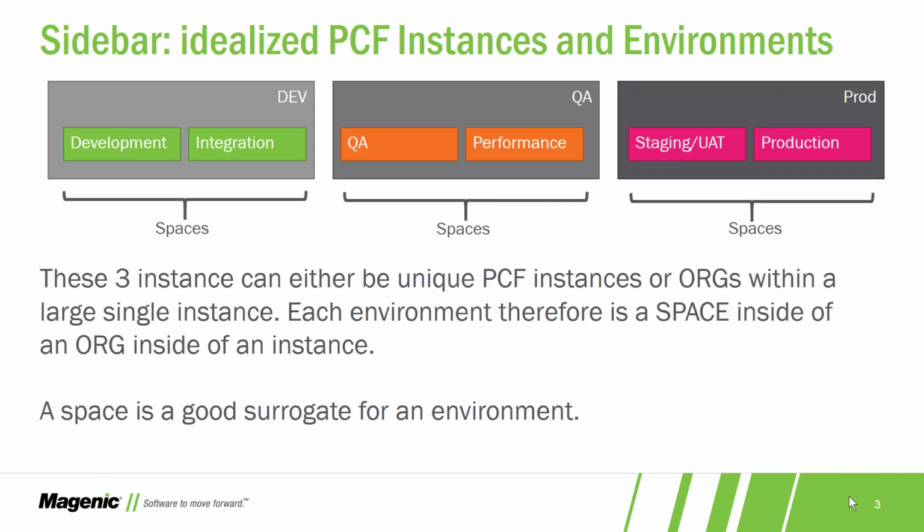A little sidebar on dividing up the universe into environments. Environments are a classic idea that represent the flow of code from the hands of the developers into the hands of ultimately the users. Classically, we make three piles or buckets of environments: the development environment, the QA environment, and the production environment. In PCF, you can accomplish that by either provisioning three different PCF instances, or you can provision those sort of super organizations as orgs within one instance of PCF.